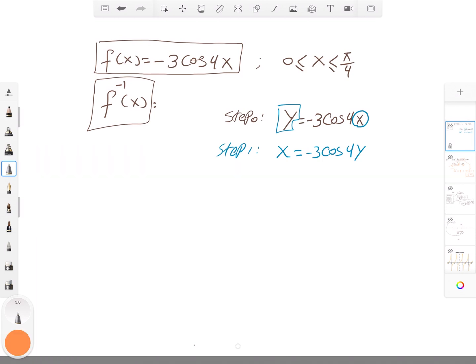Now we need to solve for y. Our y is inside of cosine, so that means we are dealing with a trigonometric function. We need to have this cosine on one side of the equal sign first. So step 2, we're going to solve for y. In order to solve for y, I divide by -3. We got cosine of 4y equal to -x/3.